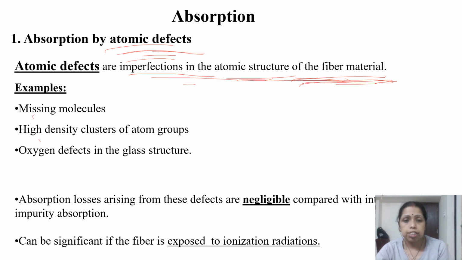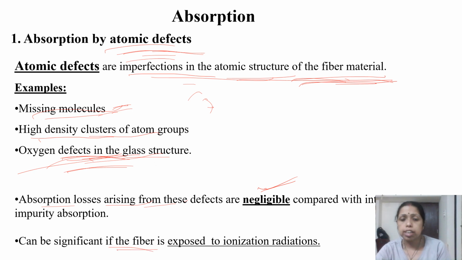So what are these defects? One fiber is designed based on some molecule, so some molecules may be absent. Here there are also some high density clusters and oxygen defects, if in a glass structure some oxygen defects are there. So this is natural, you cannot do anything, though you can modify something by processing the fiber. These are the atomic level defects. Due to that, absorption can happen inside the fiber, but it is negligible as compared to the other absorption.